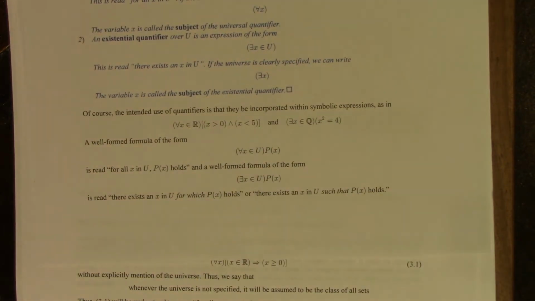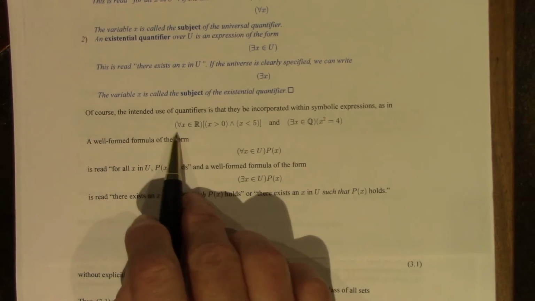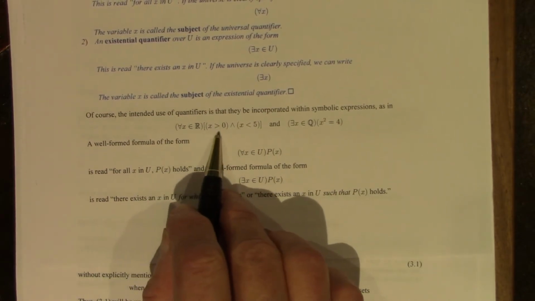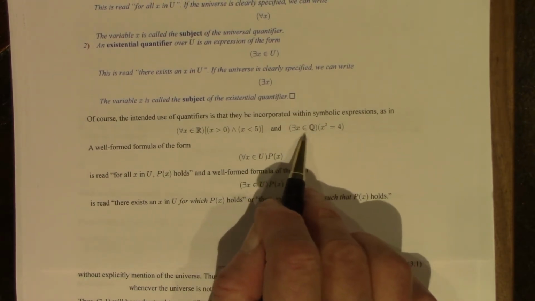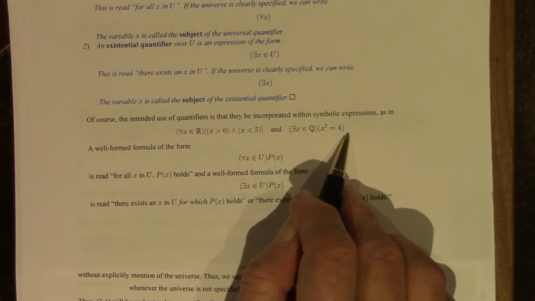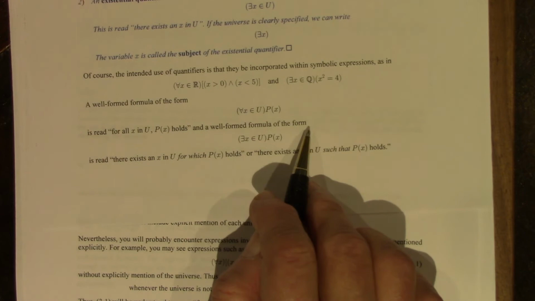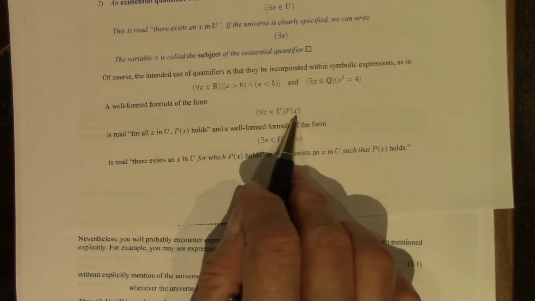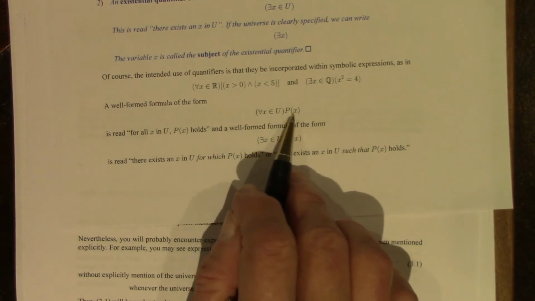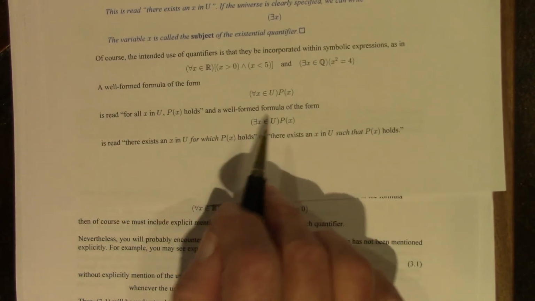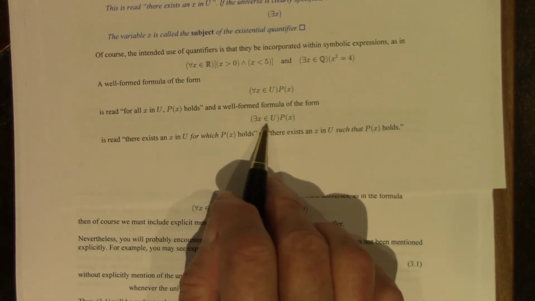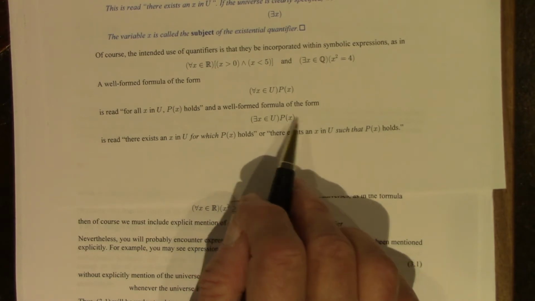Now, the intended use of quantifiers, of course, is that they be incorporated into symbolic expressions, into well-formed formulas. So here are a couple of examples. For all x in R, x is greater than 0 and x is less than 5. There exists an x in Q such that x squared equals 4. A well-formed formula that looks like this is read for all x in U, P of x, or P of x holds, or P of x is true, something like that. And in this case, there exists an x in U such that P of x holds.